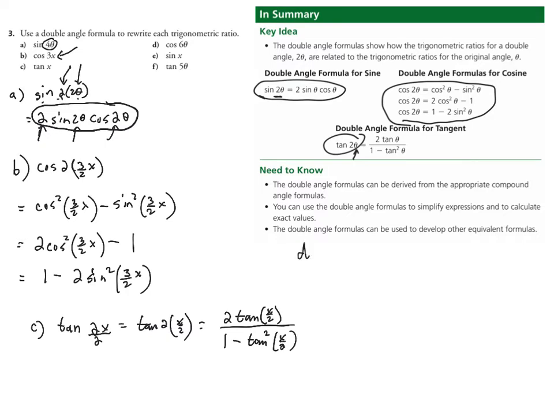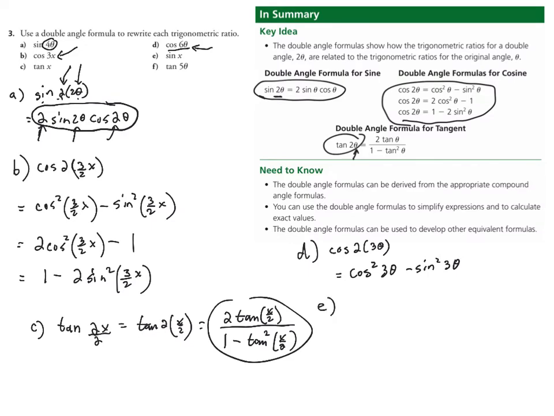All right, part D, we got cos of 6 theta. It's not 60, it's 6 theta. So cos of 6 theta is the same as cos of 2 times 3 theta. And that equals, well, let's just do the first one. Cos squared of 3 theta minus sine squared of 3 theta.